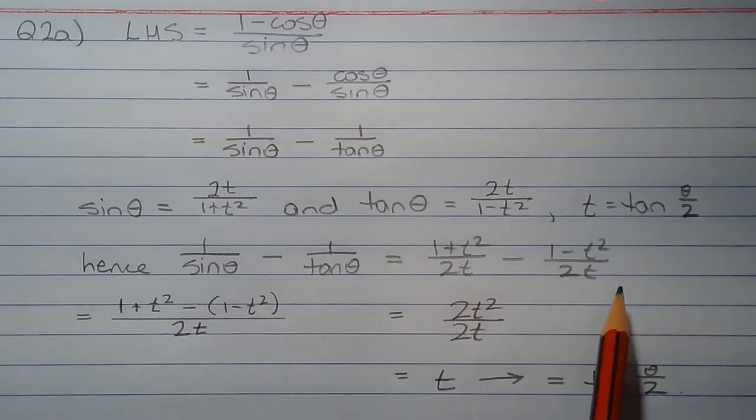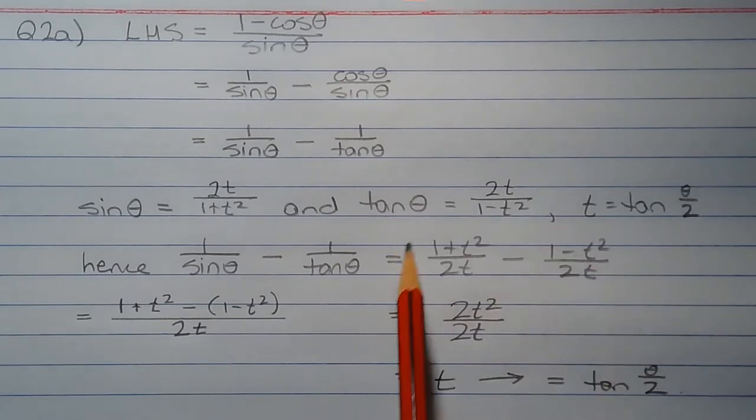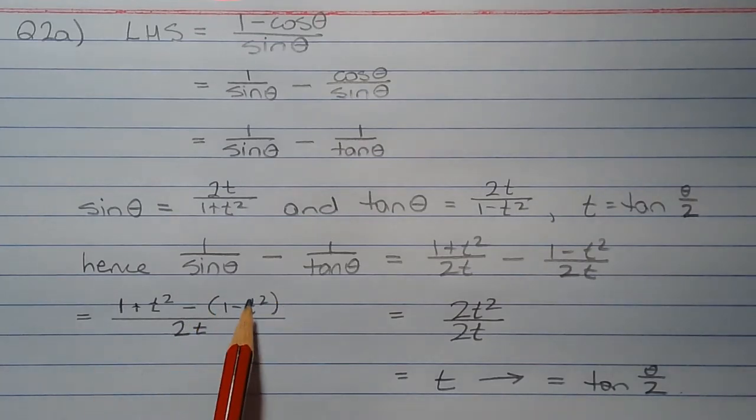So we have a difference of two fractions with a common denominator of 2t. So we can combine the numerators together. So that equals 1 plus t squared minus 1 minus t squared in brackets over 2t. So expanding the brackets and collecting the like terms, that equals 2t squared over 2t. And this simplifies to t, and t is equal to tan theta over 2.